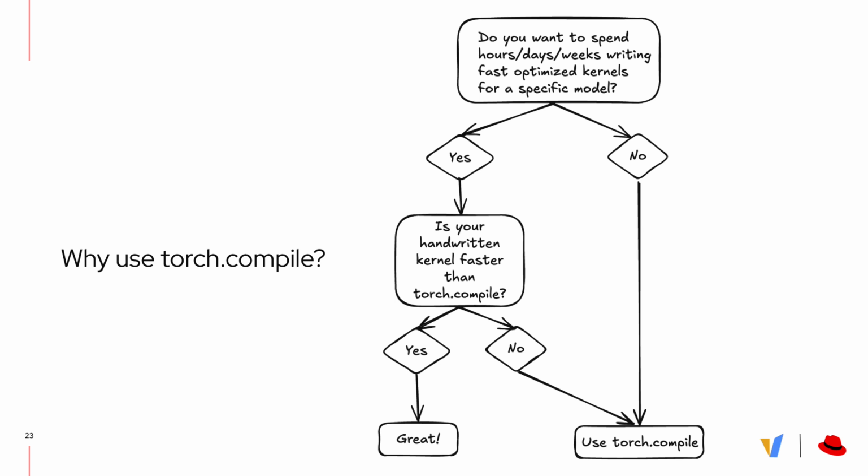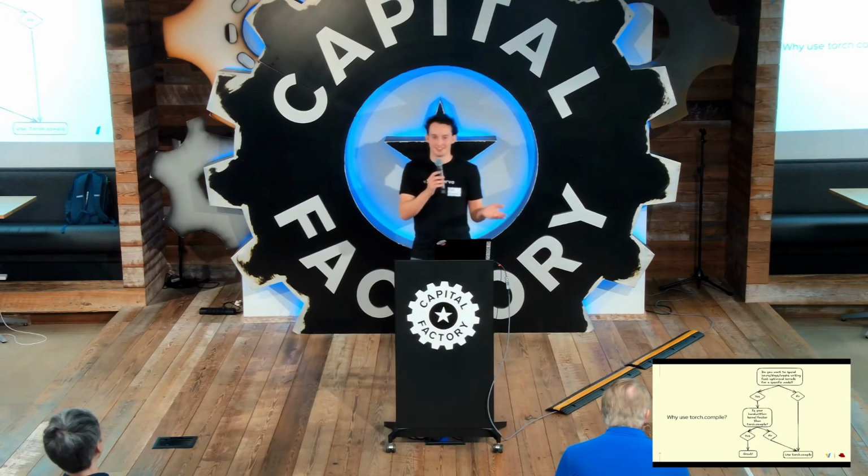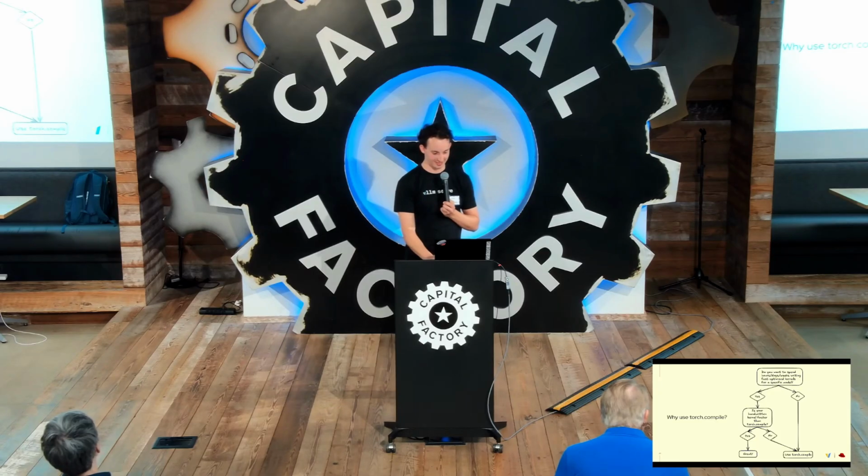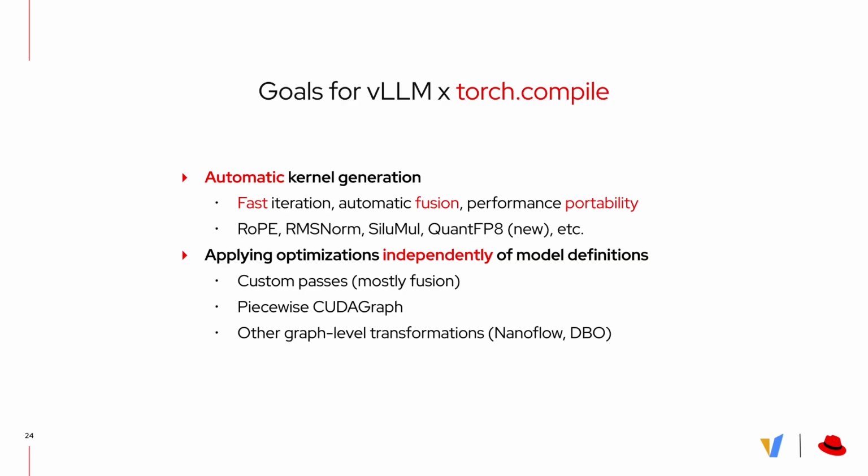And this is a useful flow chart on when to use Torch.compile and when not to. Do you want to spend hours, days, weeks writing fast optimized kernels? If no, use Torch.compile. If yes, and you did, is your kernel actually faster? If no, just use Torch.compile. And if it was faster, great, perfect. You got a faster kernel. That's great. And the support for custom kernels is still just as good in Torch.compile. It doesn't preclude you from using them.